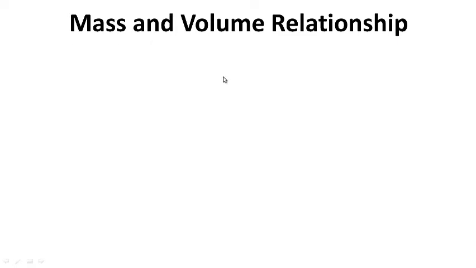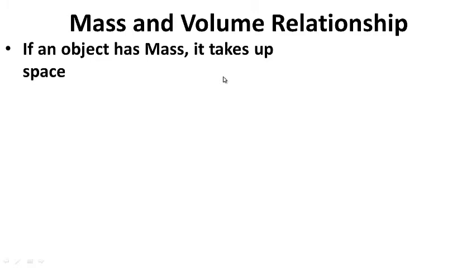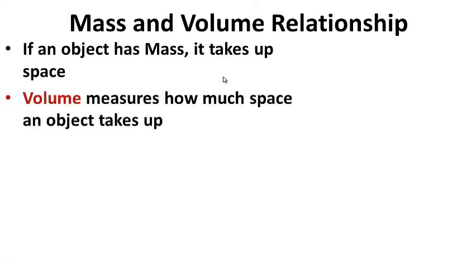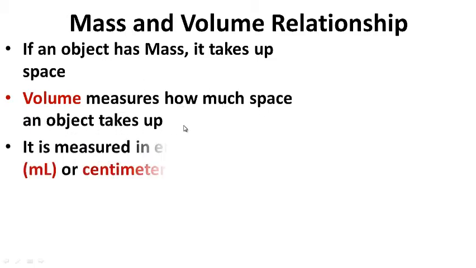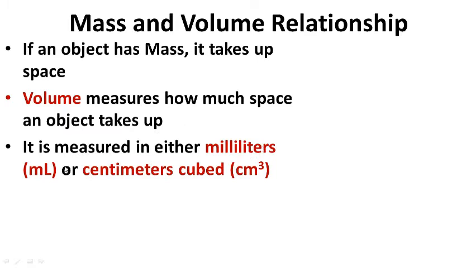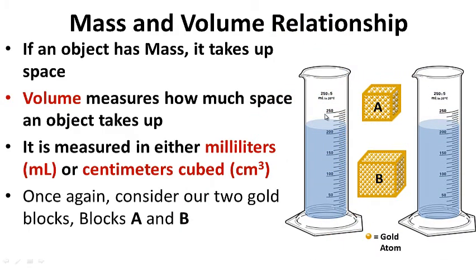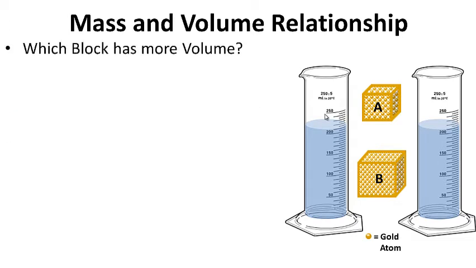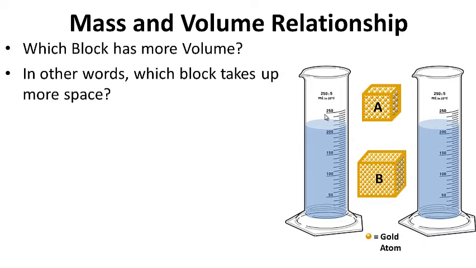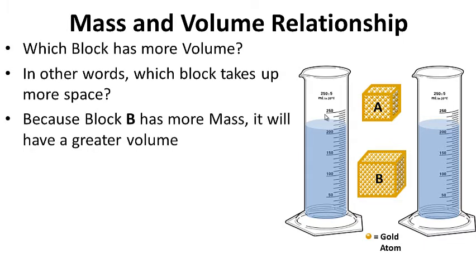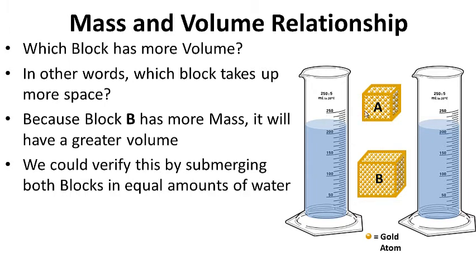If an object has mass, though, it takes up space and therefore it must have volume. Volume measures how much space an object takes up. It is measured in either milliliters or centimeters cubed in this class. Once again, consider our two gold blocks, blocks A and B. Which block has more volume? In other words, which block takes up more space? Well, because block B has more mass, it should have a greater volume. Just by looking at block B, it looks like it should take up more space.